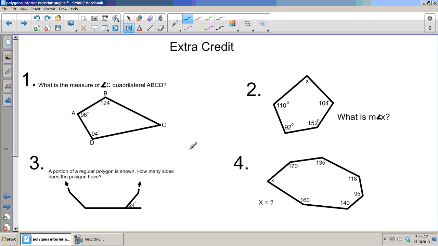Alright, so here's your extra credit. This one wants you to find how much angle C is. Number 1. Number 2, tell me how much X is. Number 3, tell me what kind of polygon this is. You know one of the exterior angles. And number 4, tell me how much X is here. Show all your work. You don't have to draw the figures. Show your work for these. Turn it into Mr. Riddle and get that extra credit.